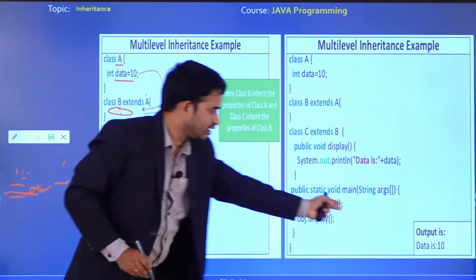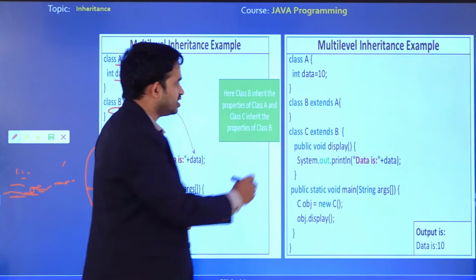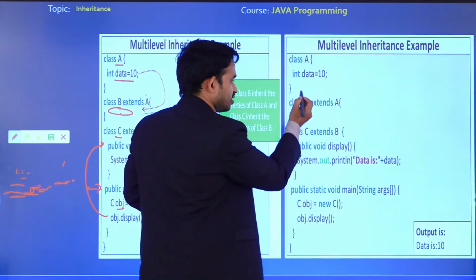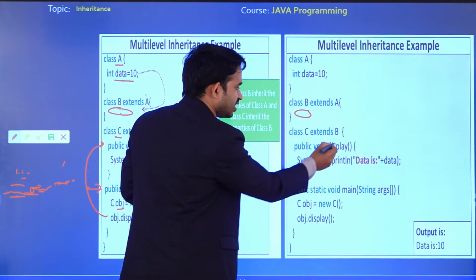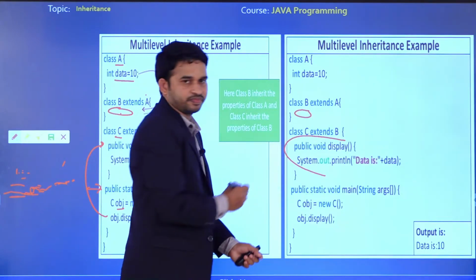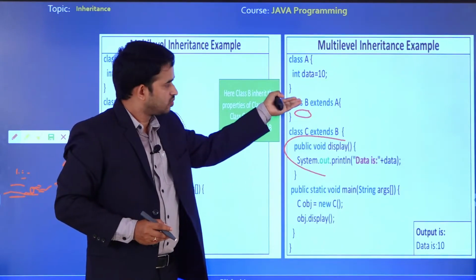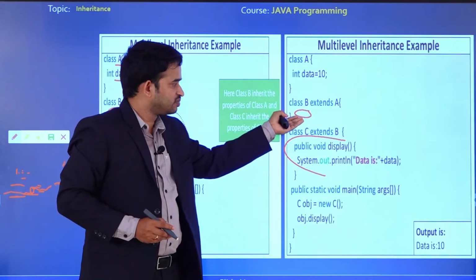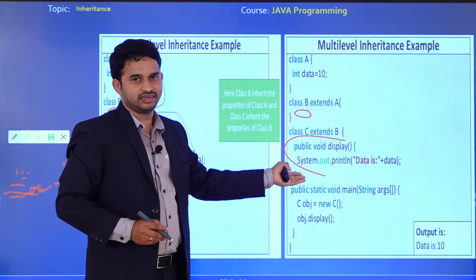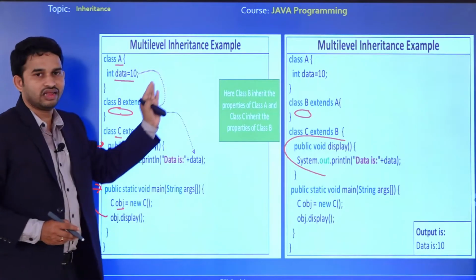So what is the output here? 10 is the output. Here we are not using anything inside class B. Inside class C only, we are declaring the method display. We can write any number of methods or variables inside class B. Now class A properties and class B properties are available in class C. So this is the meaning of multi-level inheritance.